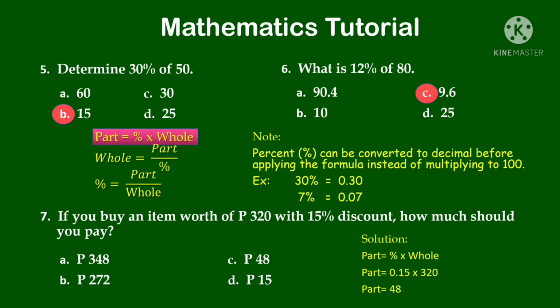Is that your answer? Not yet, because the question here is how much should you pay? Therefore, you are going to subtract 48 from the whole 320. So it becomes 272. Correct answer for that is letter D. Next question.